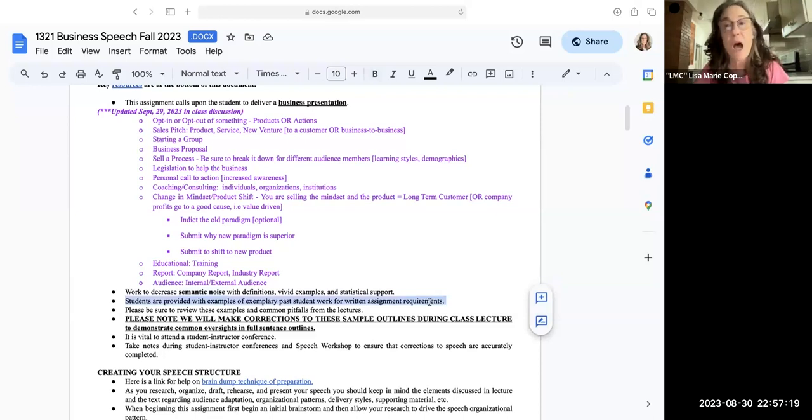There are a myriad of examples that you can look at of these full sentence outlines, which are different than a topic outline. And please make a note of that. It's not just a couple of words, it's a full sentence.